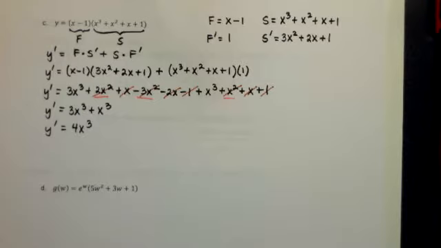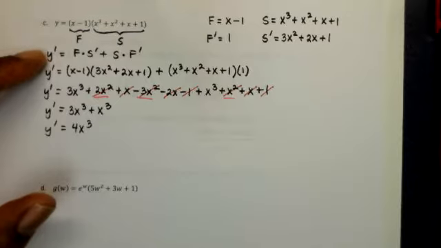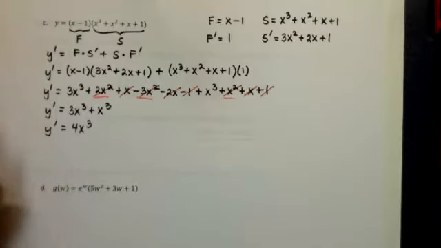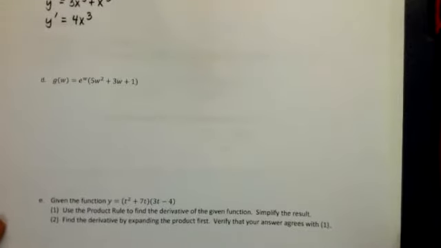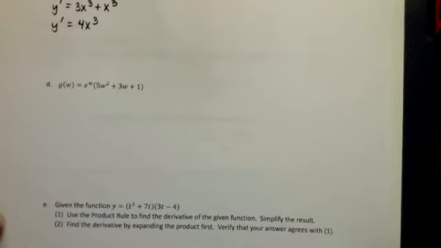Now, the only calculus that I did was when I used the product rule for derivatives. Everything else after that was just simple algebra. Okay. All right, take a look at part D. We got g of w is equal to e to the w times 5w squared plus 3w plus 1.